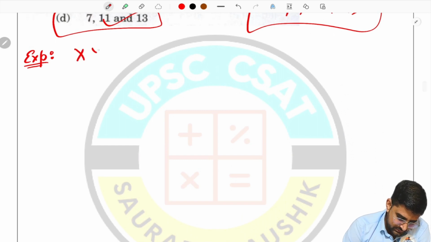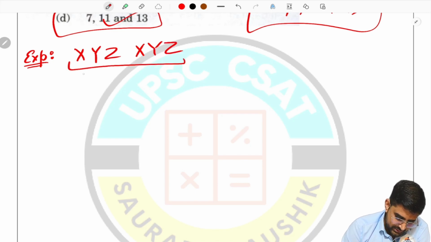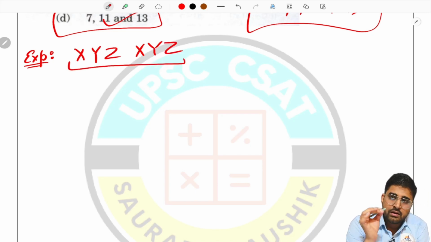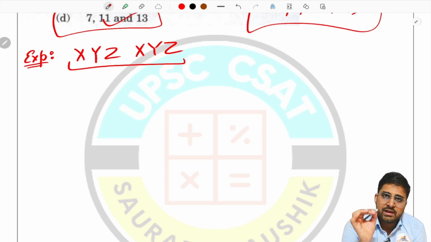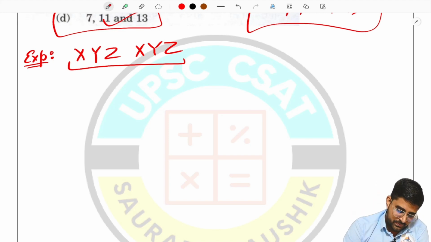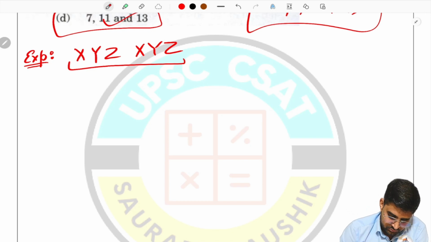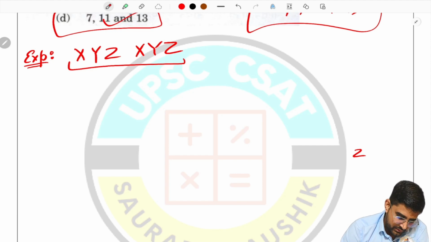We have xyz xyz. Let's break the number and multiply them with their place value. So from the end only we are trying, because it's a big number. For your exam, and for your clarity only, we are going to write it like this: z at the first place.